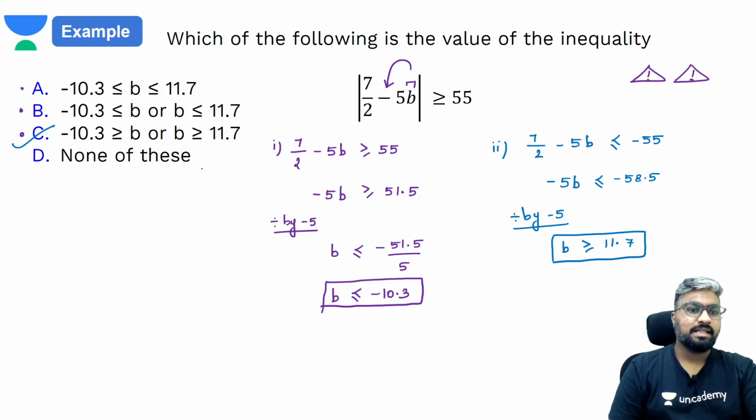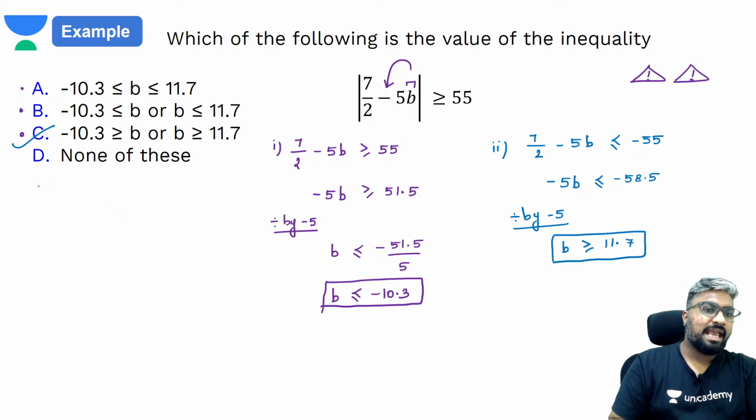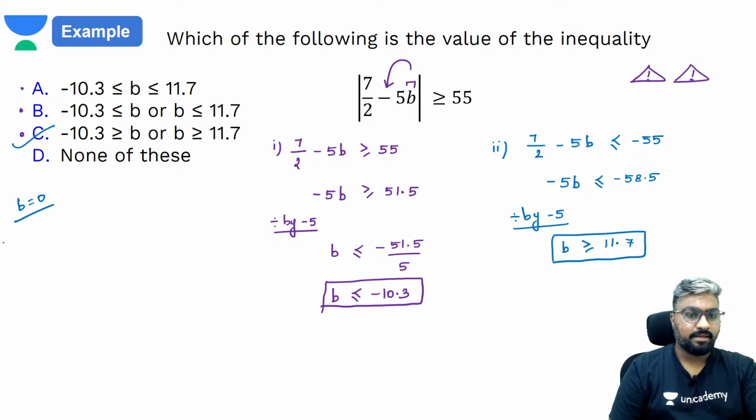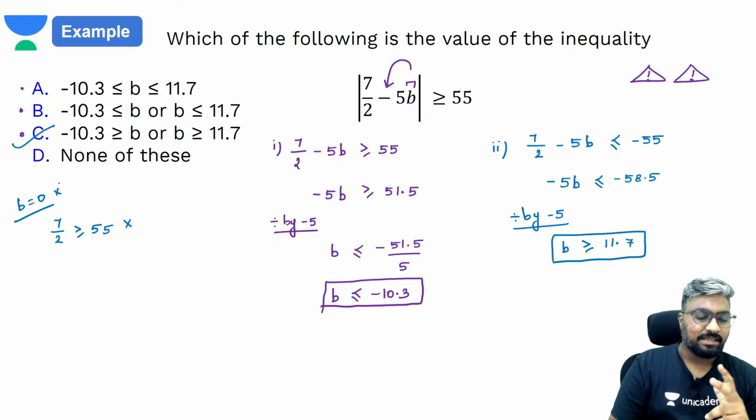Any doubts for this? Now if you want to check for this, what will you try? देखो ऑप्शन ए में b इक्वल टू 0 सेटिस्फाइज है, तो ट्राई करेंगे b को 0 डाल के. इफ b इज 0, 7/2 मॉडुलस इज 7/2. इज 7/2 ग्रेटर देन इक्वल टू 55? नो. दैट मीन्स b इक्वल टू 0 कैनॉट सेटिस्फाई.